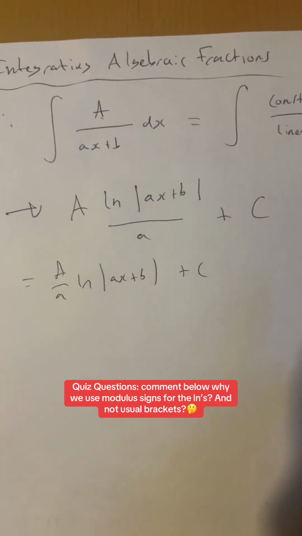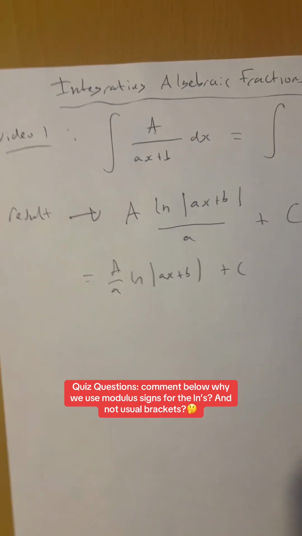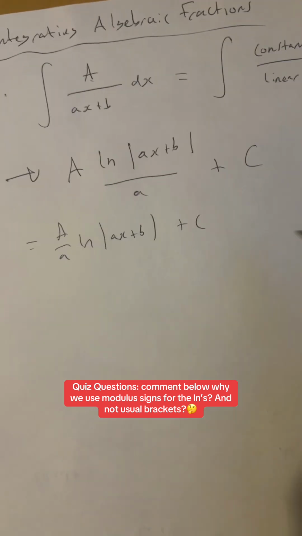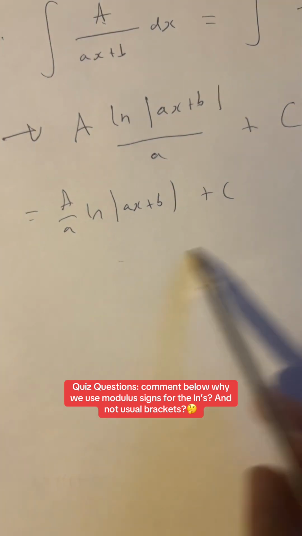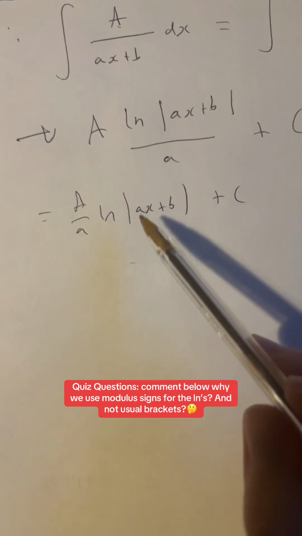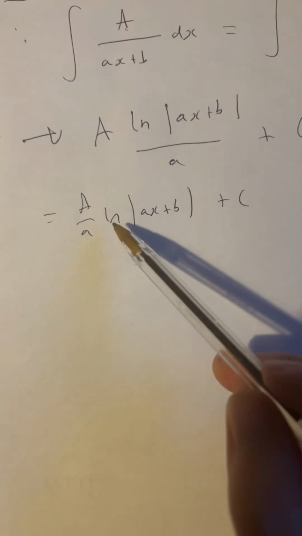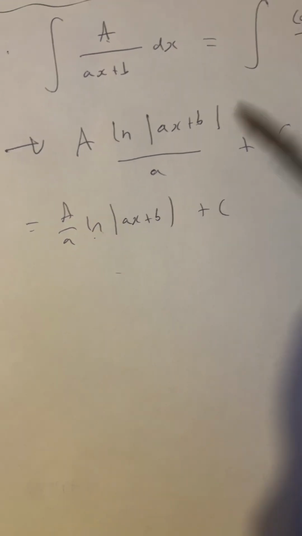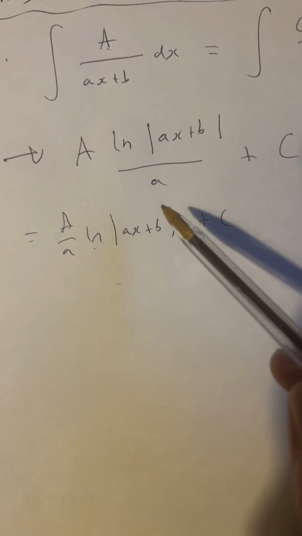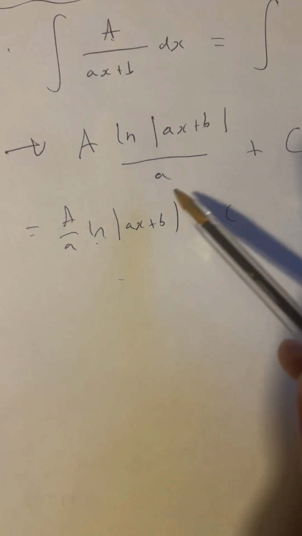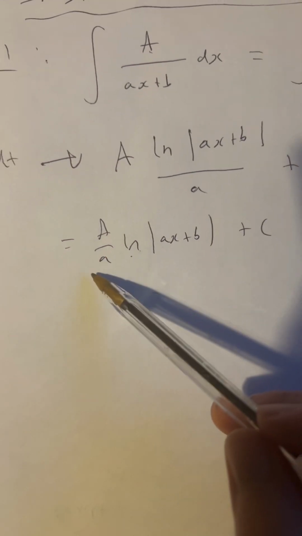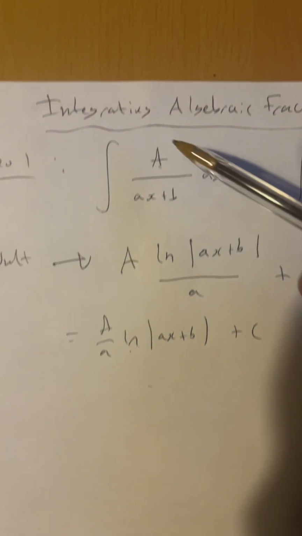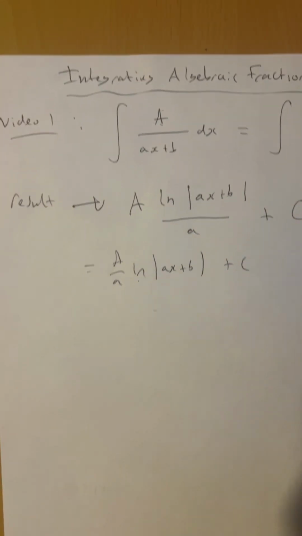Now, why does this work? This is the reverse of the chain rule of differentiation. If you were to differentiate this thing here, remember the chain rule: you differentiate the ln, so that gives you 1 over the function inside the ln, and then you multiply by the derivative of that function inside the ln, so that then cancels out the a there, and you get back to the original thing. So it's just a reversal of the chain rule.